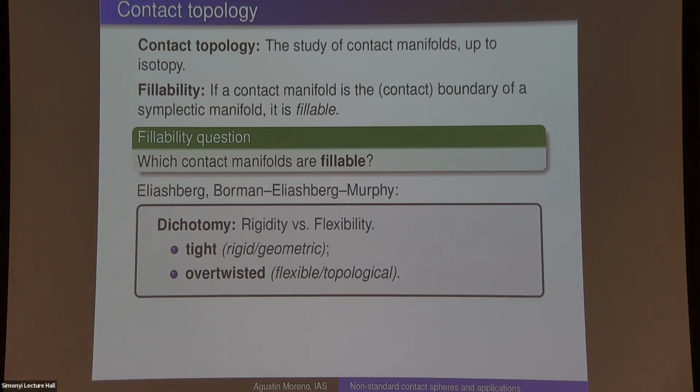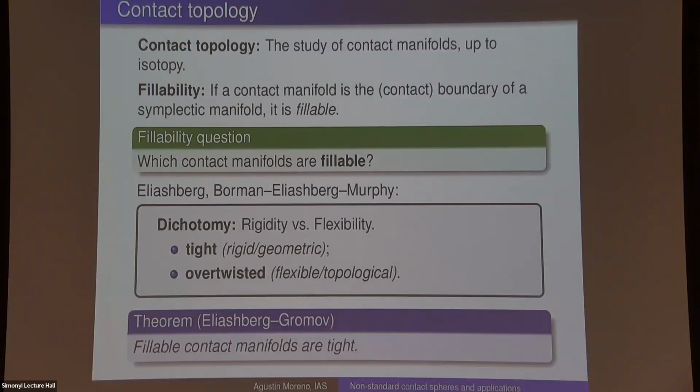There's also a foundational, important dichotomy introduced by Eliashberg in dimension 3 and then generalized to higher dimensions by Borman, Eliashberg, and Murphy. Roughly speaking, this says that contact manifolds come in precisely two flavors. Either they are tight, in which case we think of them as a rigid or geometric object in nature, or overtwisted, in which case we think they are topological or flexible, because they satisfy an h-principle in the sense of Gromov. So their classification is a matter of topology rather than geometry.